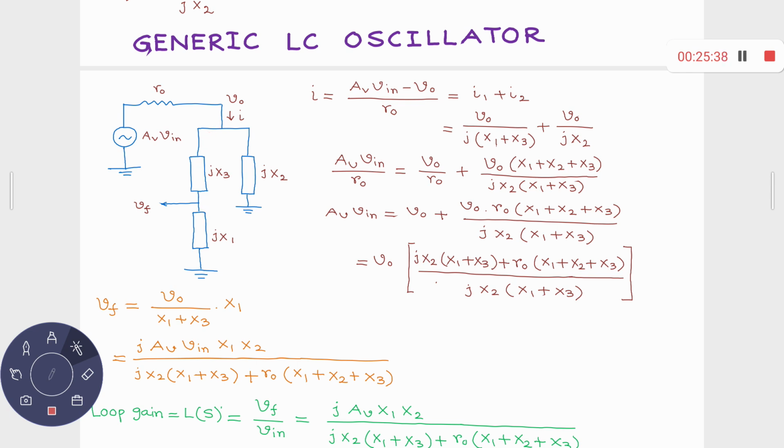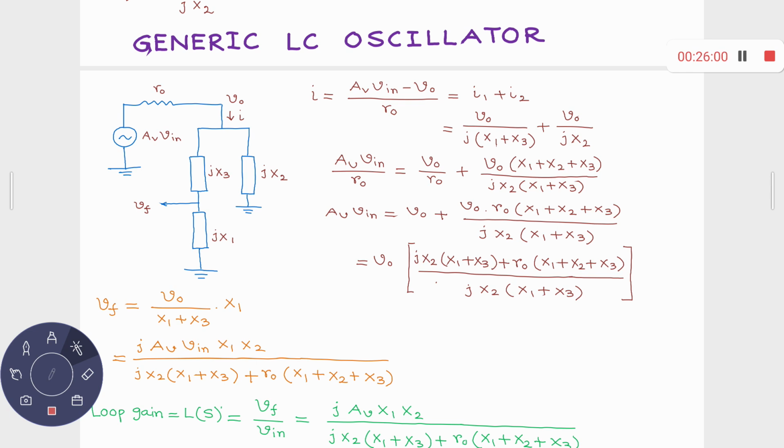So what is that current? As you know, this current is nothing but V0 upon jX2. What is that current? That current is nothing but V0 upon j into X1 plus X3. So if you just simplify this one, then ultimately what you are getting is AV Vin is equal to V0 multiplied with this factor. Now this final expression is of our interest.